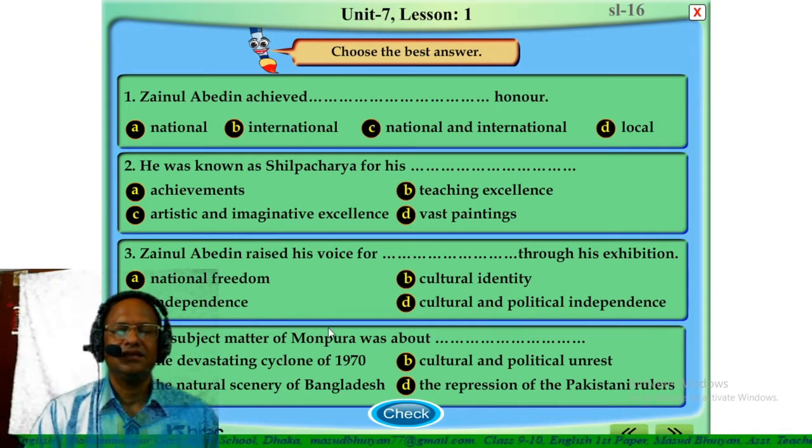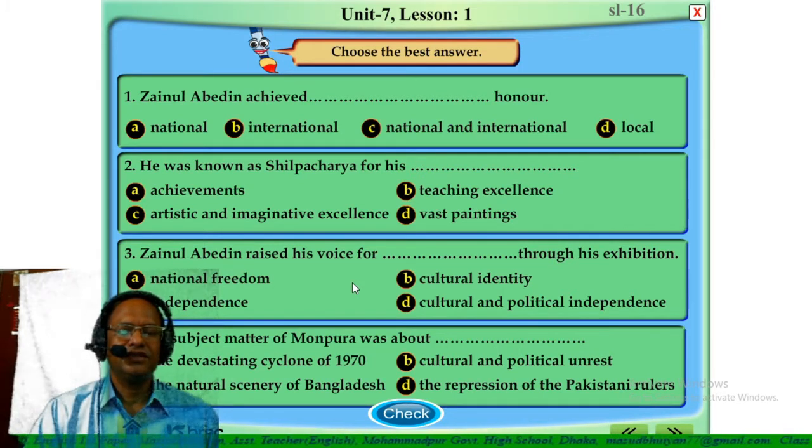Number three, Zainul Abedin raised his voice for dash through his exhibition. The answers are A, national freedom, B, cultural identity, C, independence, and D, cultural and political independence. And which is the right answer? You will guess.